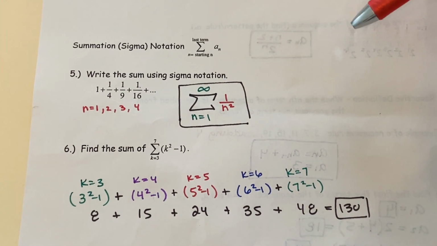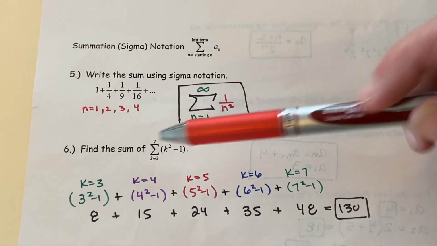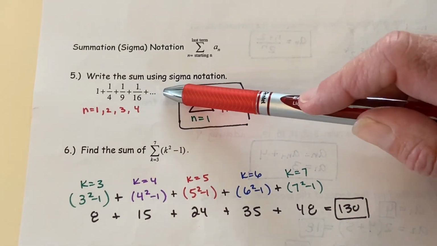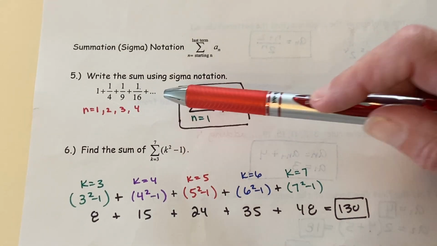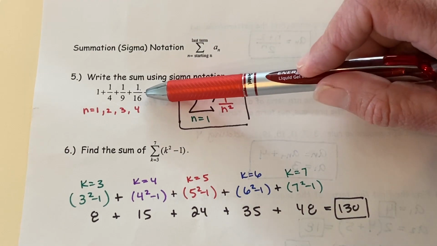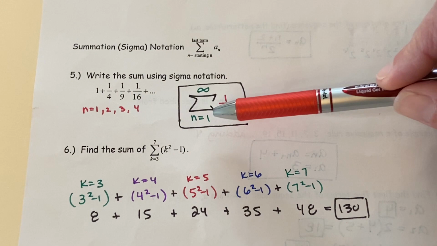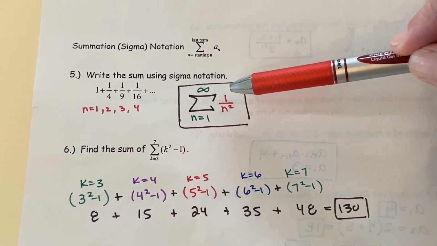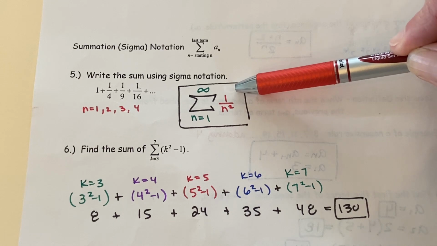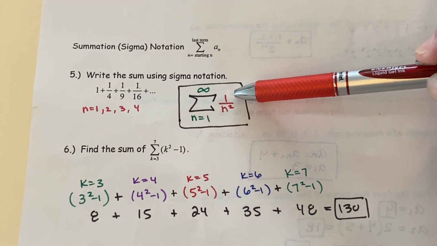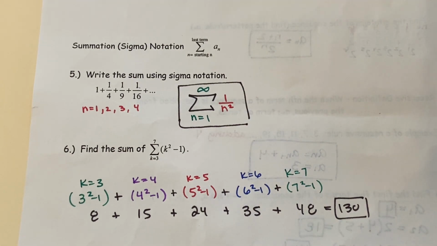For number 5 here, we want to write the sum using sigma notation. So here's my first number, second number, third number, fourth number, plus dot, dot, dot. If I have my dot, dot, dot, that means I'm going to infinity. I'm not ending here at the 4th term. So I'm going to start with an n of 1 and go to infinity. And I'm going to write my rule out in front. Each one of these is 1 over a perfect square, which would be 1 over n squared.